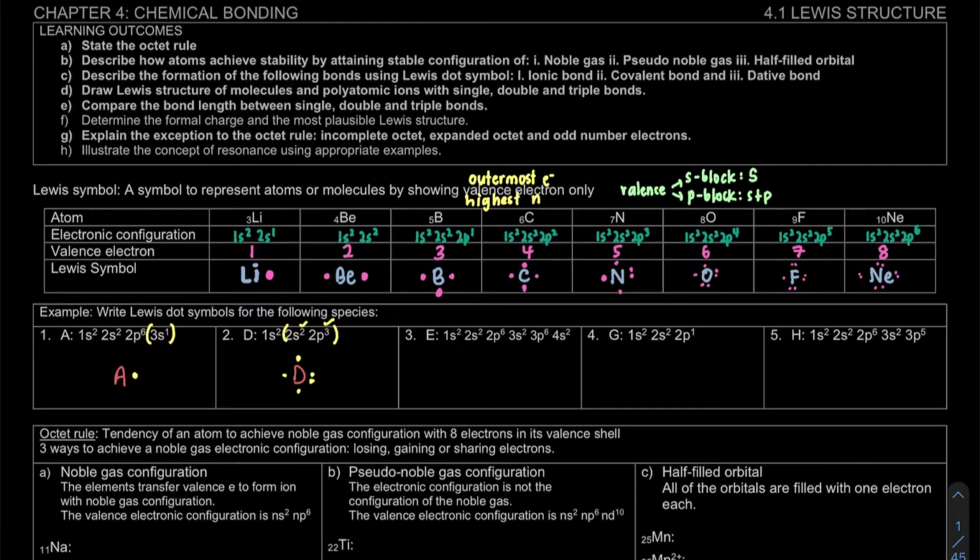For element E, the electronic configuration is already given. For the valence electrons, check the highest n. Here for 2s2, we have 2. So for element E, again, symbol first, then the electrons, 1, 2. Okay, for G and H, we do them together. Again, the same type of stuff, but this one surely does not need explaining. If you are unsure, look back at examples 1, 2, 3.